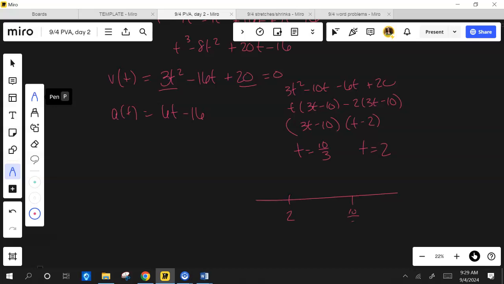2 and 10/3, right? The velocity is going to tell me what I'm doing here. If it's positive, I'm up or right. If it's negative, I'm down or left. That's going to tell me if I'm maxes or mins.